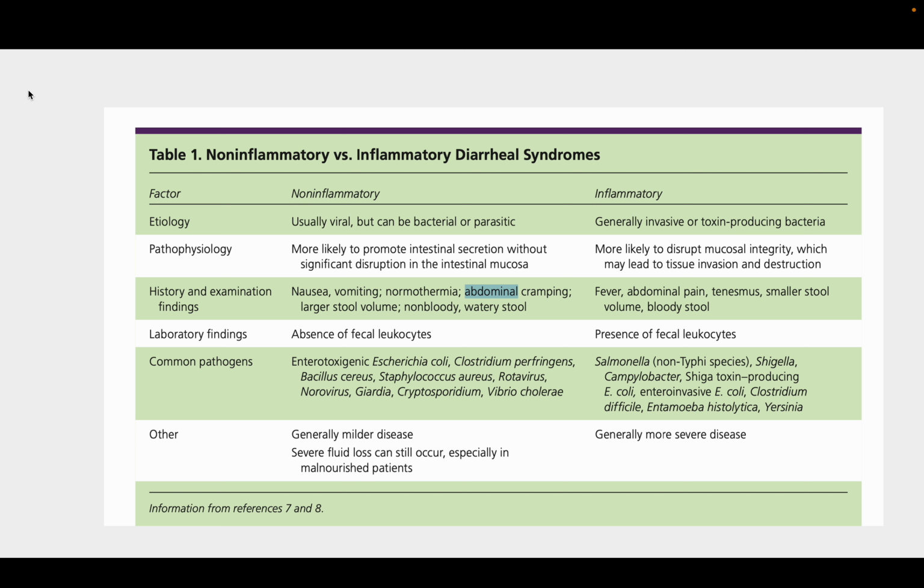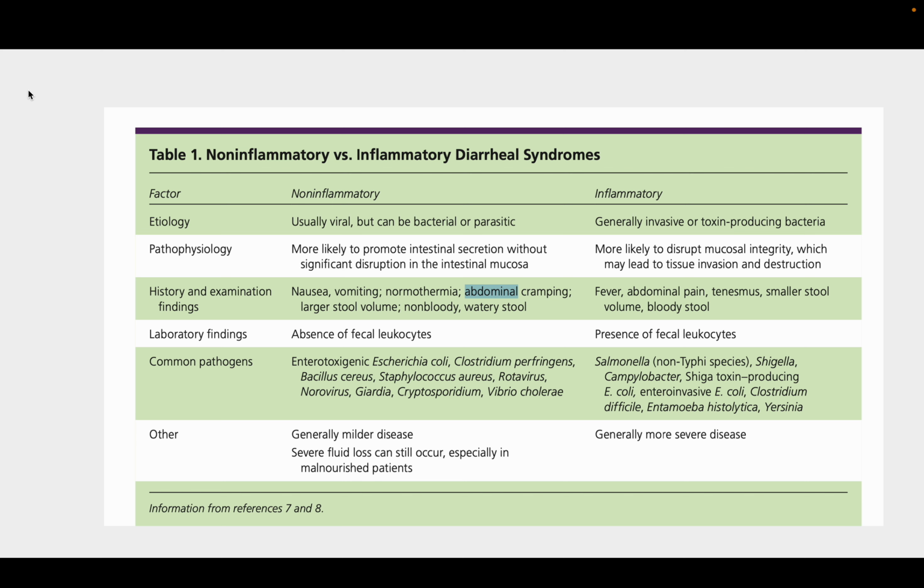Now we will go into acute diarrhea. I understand most of the cases are mostly infective, but you should understand what the causes of infective diarrhea are, how you treat them, and how you go about them. Diarrheas are generally classified into non-inflammatory and inflammatory. Non-inflammatory are usually viral. Some toxin-producing diarrheas are also non-inflammatory. Inflammatory are generally invasive or toxin-producing. Some toxin-producing diarrheas are invasive also.